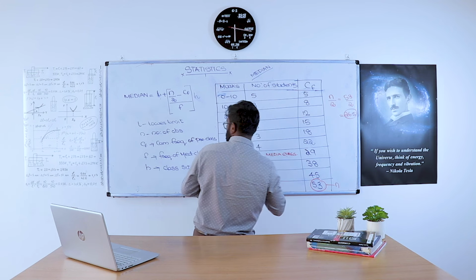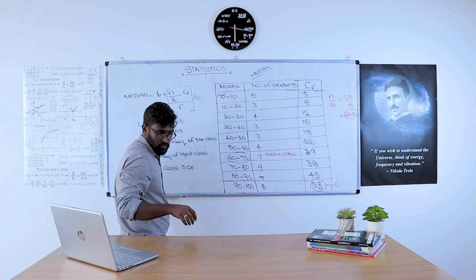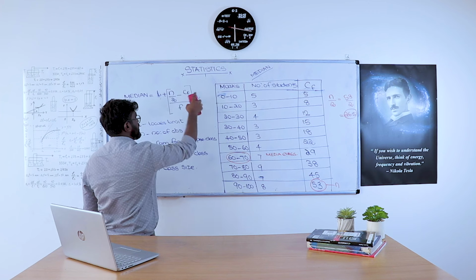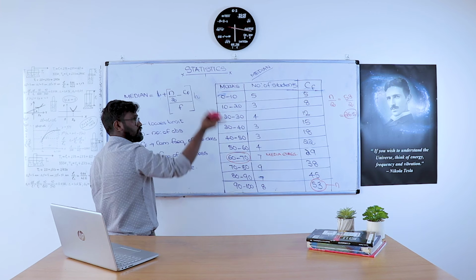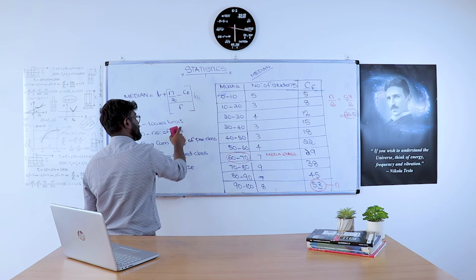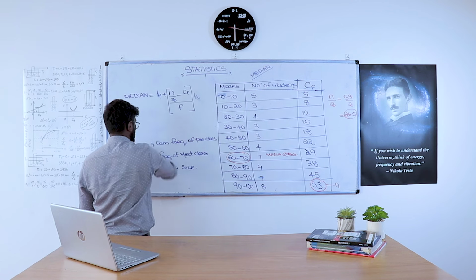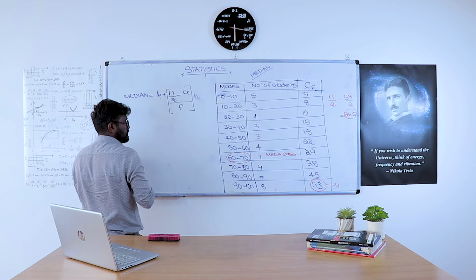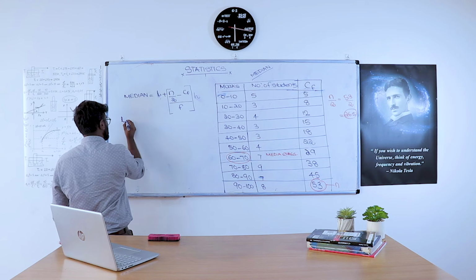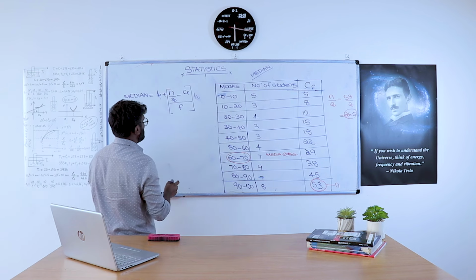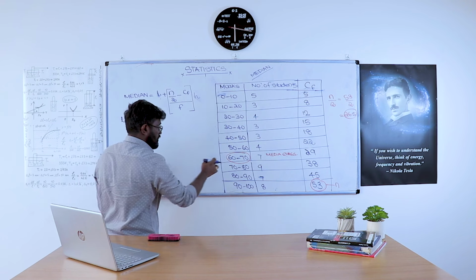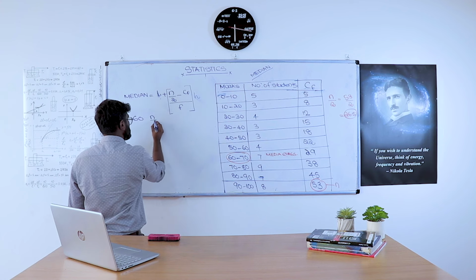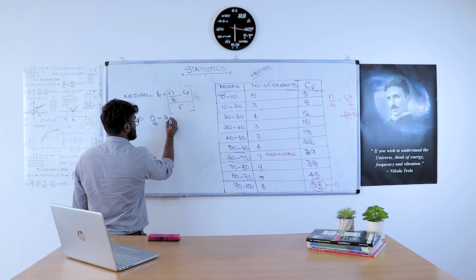Right now, as we know, L is the lower limit of the median class, n by 2 value is already found, Cf is the cumulative frequency of the preceding class, f is the frequency of the median class, and h is the class size. What is the L value? L is the lower limit of the median class, which is 60. What is n by 2? N by 2 equals 26.5.